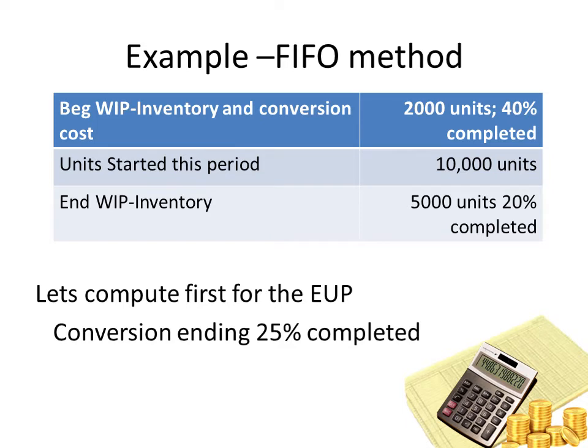For example, we have the beginning work in process inventory and conversion costs at 3,000 units, 40% completed. So take note, it is already completed prior to the next activity. Next, you have units started this period, 10,000. And then we also have the work in process ending inventory. So we have now 5,000 and only 20% completed. Let's compute for the EUP. The conversion cost ending is 25% completed. Okay?